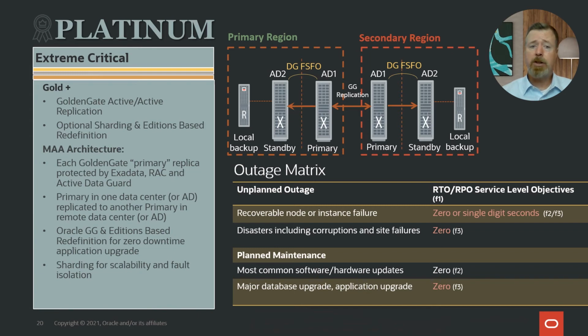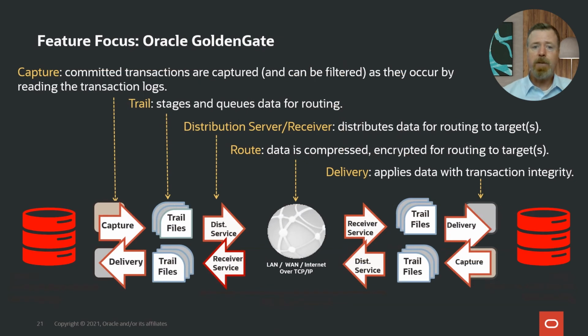The EBR feature, or edition-based redefinition, we're going to talk about that in a moment. So that's for application upgrades. It's a very unique piece of technology. But let's first talk Golden Gate and how we might deploy this. So Golden Gate is doing logical replication at the end of the day. It can pull data, and it has a lot of flexibility going across different versions of the database.